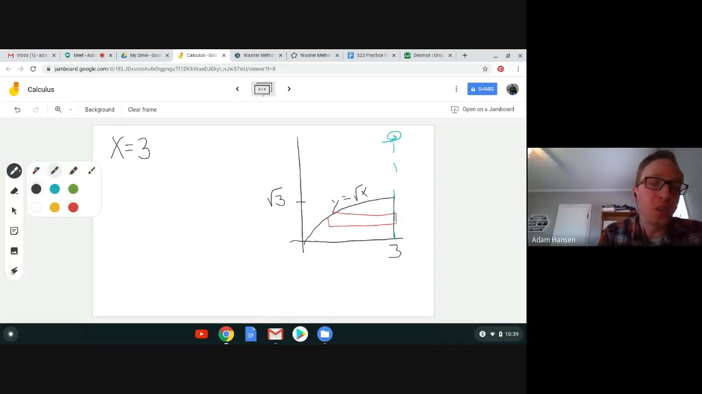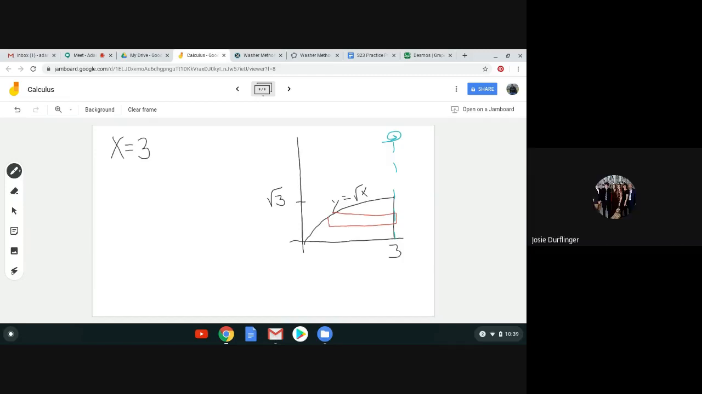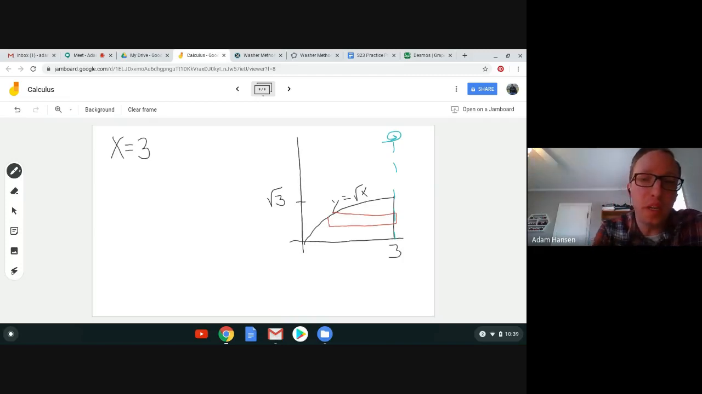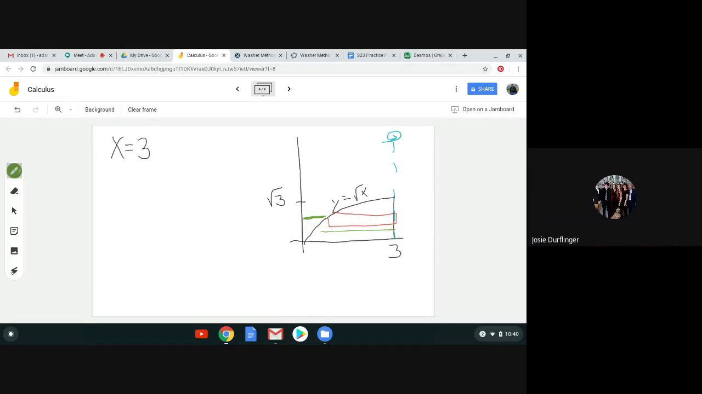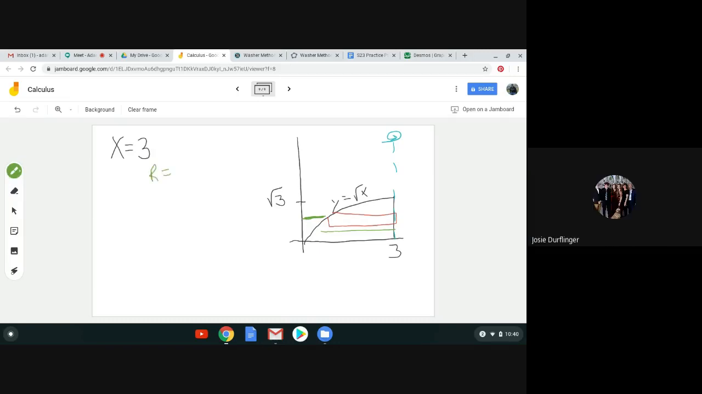How about disk or washer, now that I know it's in terms of y? Disk, because there'd be no gap. So there's only one radius. What is this radius? Keep in mind that this is y squared. Y squared is this piece. I need this piece. Would it be 3 minus y squared? You got it. Okay. Very good.